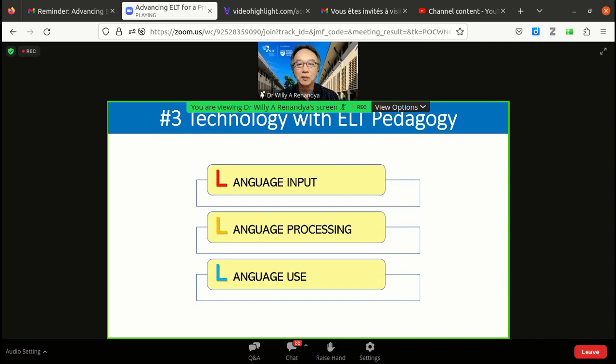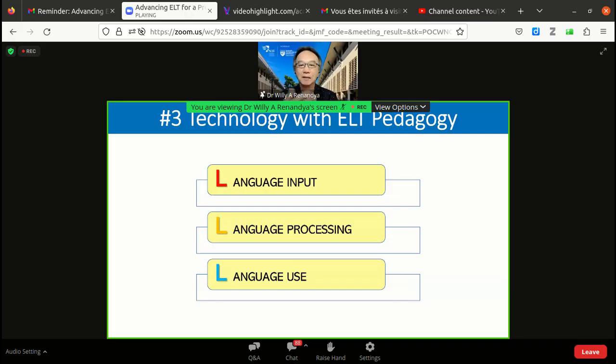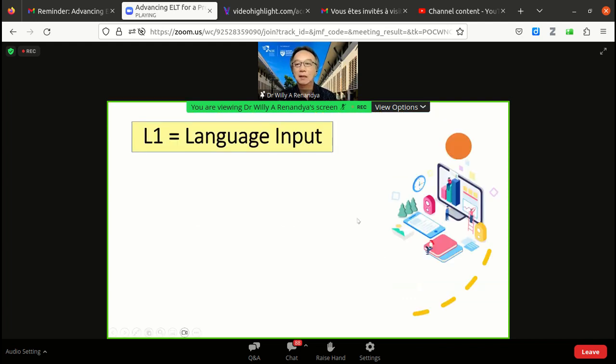And all 3 principles begin with L. The first L is language input. The second L is language processing. And the last L is language use. I think you can pretty much guess what I'll be discussing soon. So the 3L again, language input, language processing, and language use.